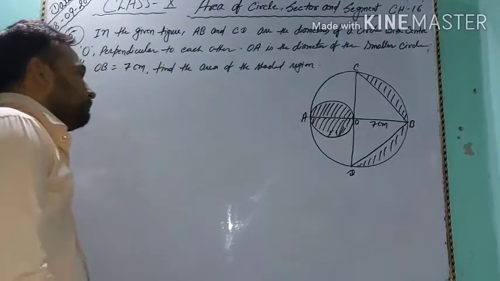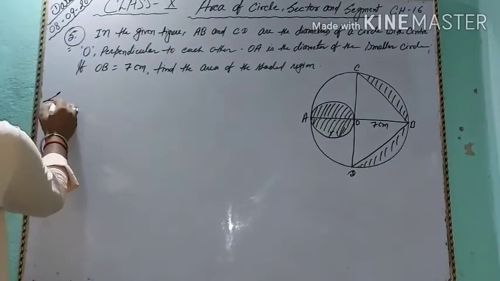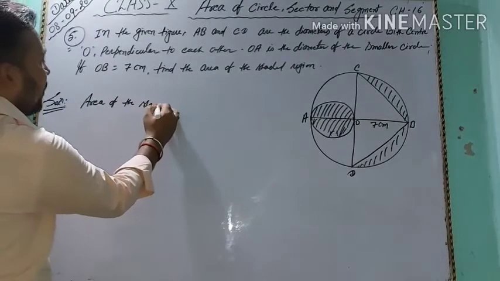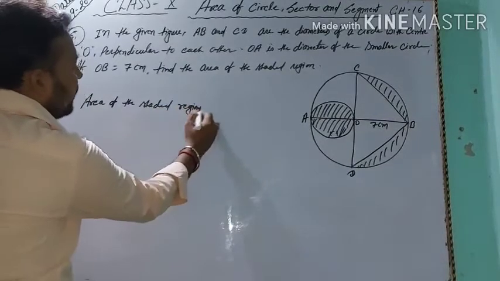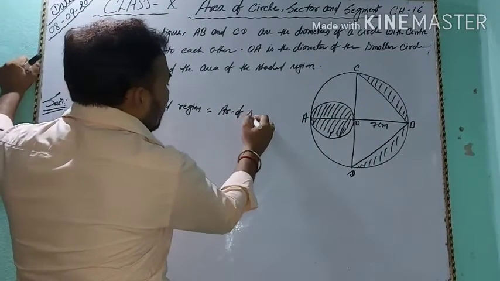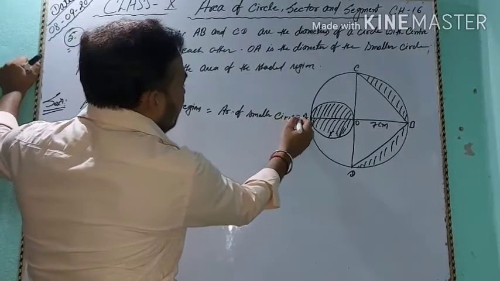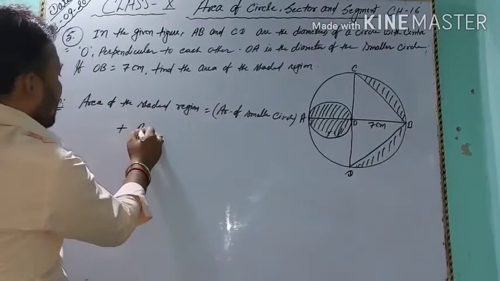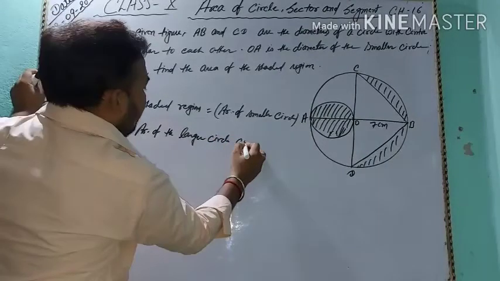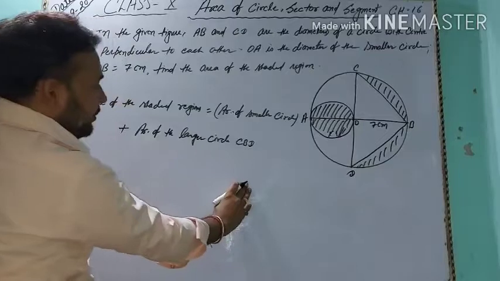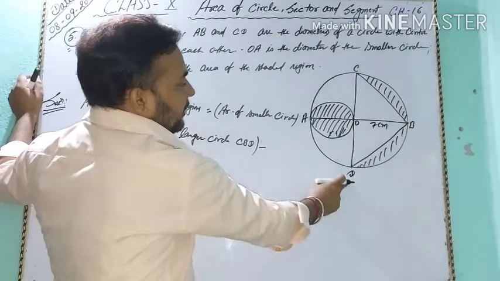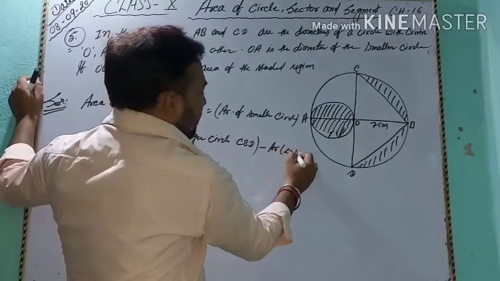So area of the shaded region equals area of a smaller circle plus area of the larger semicircle CBD, minus area of triangle BCD.